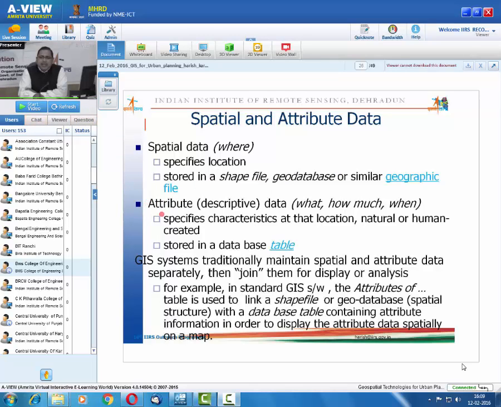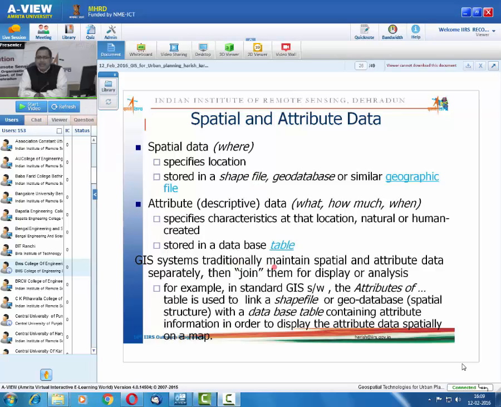And in the attribute features, basically you describe the data: what, how much, when it was available, and basically it talks about the characteristics of that particular location or feature. And then we'll be storing this data in the form of a table basically. So attribute data is stored in tables, and the spatial data is stored in the form of the shape file, you can see.